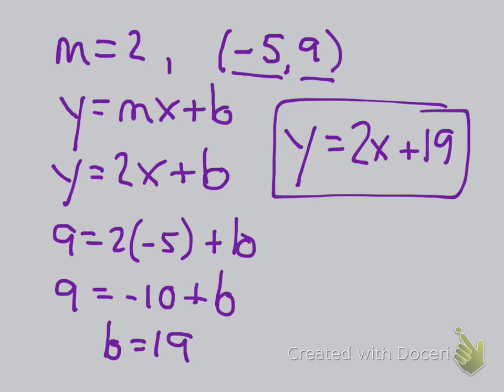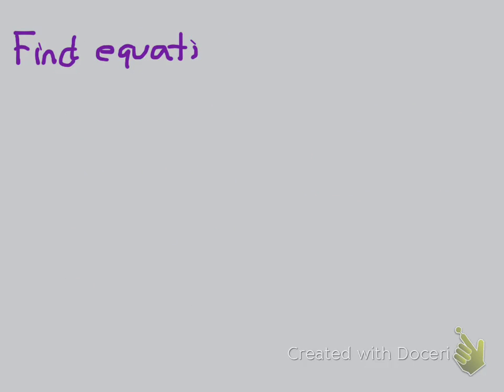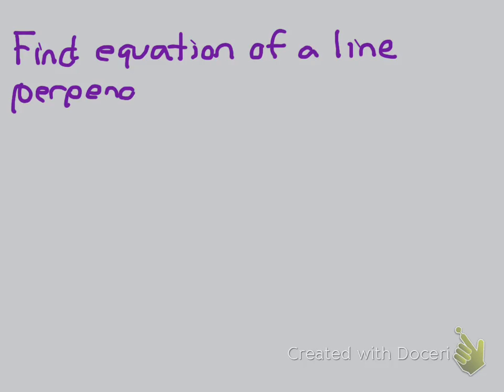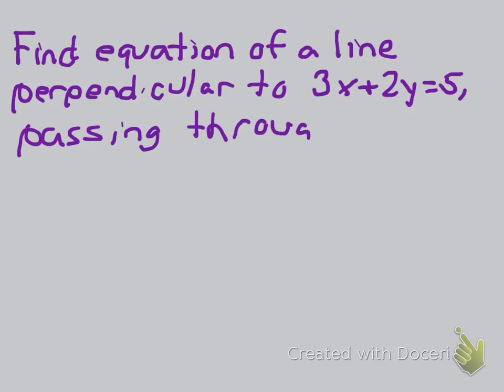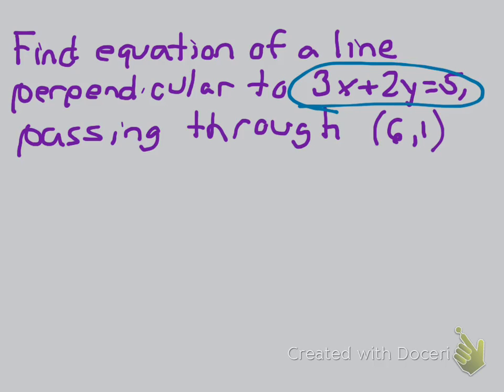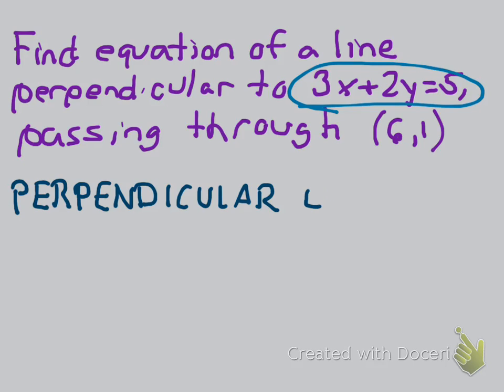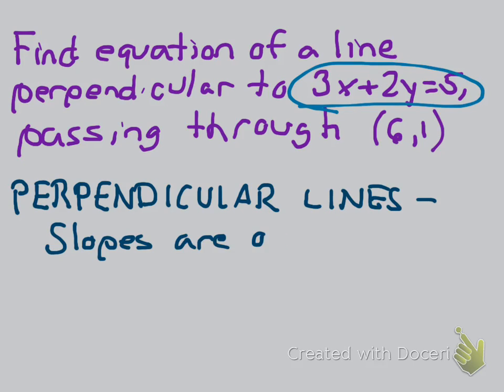How about an example that involves perpendiculars? Here's our second example. We're going to find the equation of a line perpendicular to a given line. This time it's in standard form, 3x plus 2y equals 5, and we want it to pass through the point 6, 1. So in this problem, I'm given an equation in standard form, 3x plus 2y equals 5, and I want to find a line that is perpendicular to that line, and it has to go through that specific point. Well, here's the main thing to remember about perpendicular lines. Perpendicular lines have slopes that are opposite reciprocals.